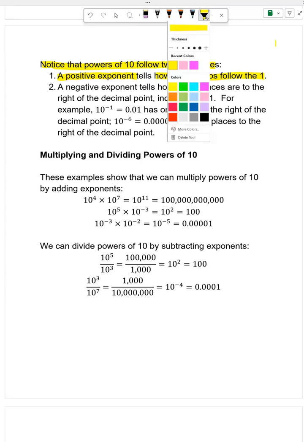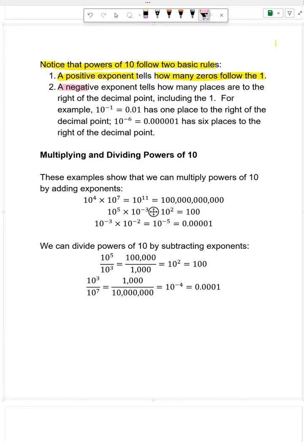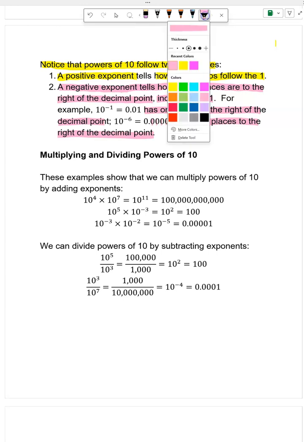Now, with a negative exponent, it tells how many places are to the right of the decimal point. Okay, that includes the 1. So for example, 10 raised to the negative 1, so that equals 0.01, has 1 place to the right of the decimal point. Or 10 raised to the negative 6 has 1, 2, 3, 4, 5, 6, right? 6 places to the right of the decimal point. So that's always really cool. I think that's a neat little trick.